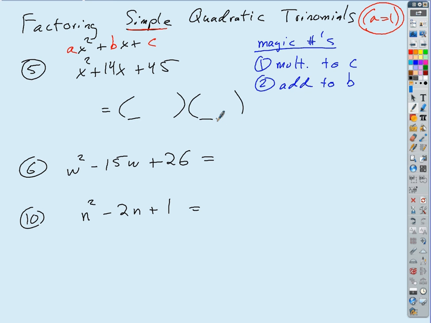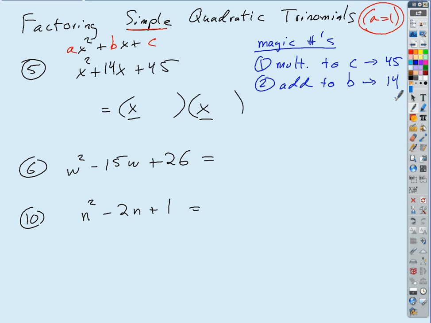It's got to be x, doesn't it? Because when I distribute to multiply this out, that's the only way I'm going to get an x squared, right? So I know I've got to have an x and an x, but the tricky part, the part we need to review, is what about the magic numbers? What about the numbers? What do they have to do? Good, they always have to multiply to c and add to b. So in this case, they'll be multiplying to 45 and adding to 14, right? Okay.